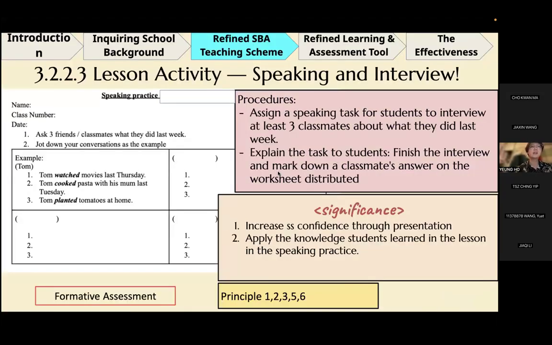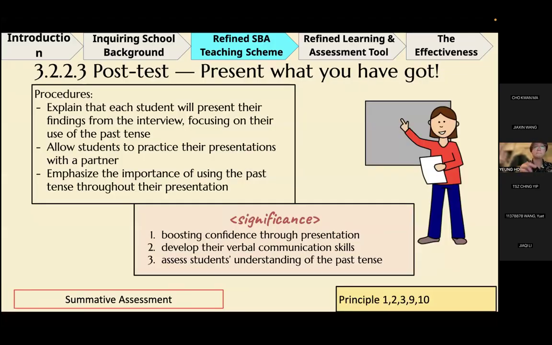And for the lesson activity, speaking and interview, the procedures include assigning a speaking task for students to interview at least 3 classmates about what they did last week. And we explain the task to students to finish the interview and mark down a classmate's answer on the worksheet distributed. For the significance, it increases students' confidence through presentation, and it also applies the knowledge students learn in the lesson in the speaking practice.